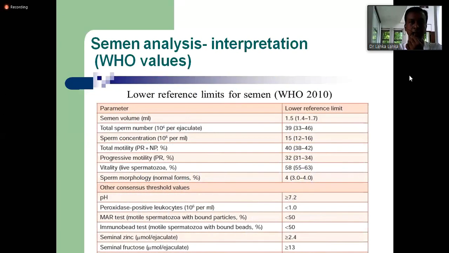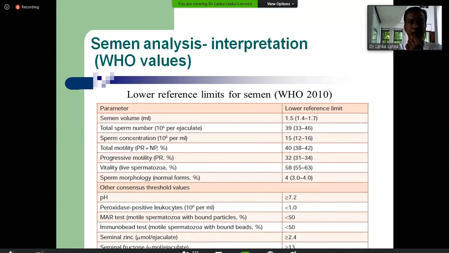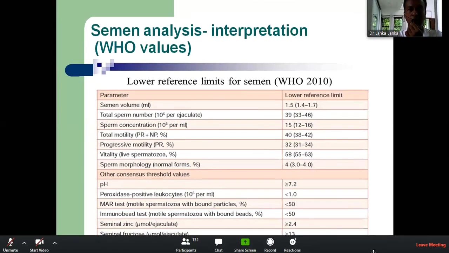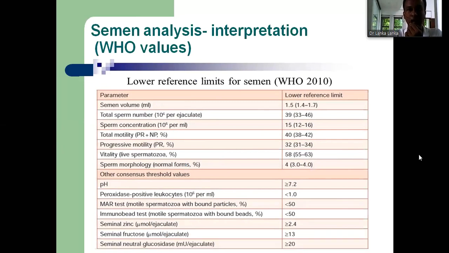So this is the latest reference limit according to WHO. They have changed the previous values, and they have now adopted these values. So you have to at least remember the basic lower limits of reference: volume 1.5, sperm concentration 15, motility 32, sperm viability 58, and morphology at least more than 4.